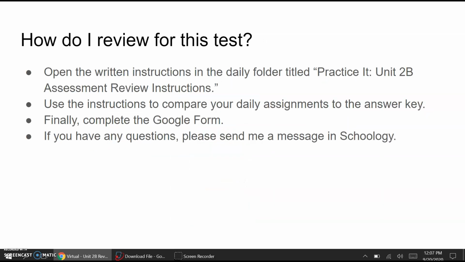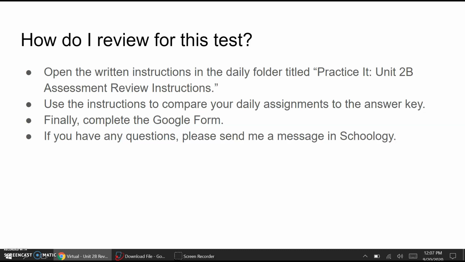So what you guys are going to do today to review for this test is you're going to open the written instructions in the daily folder titled Practice It Unit 2B Assessment Review Instructions, and you're going to use those instructions to compare your daily assignments that you've completed to the provided answer key. Now, not every single question has an answer key. I only went over the questions in the answer key that I think are the most important. So you're going to compare your answers on those assignments to the answer key that I have provided.